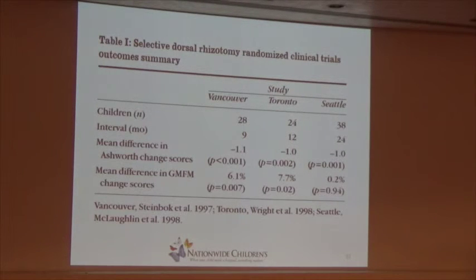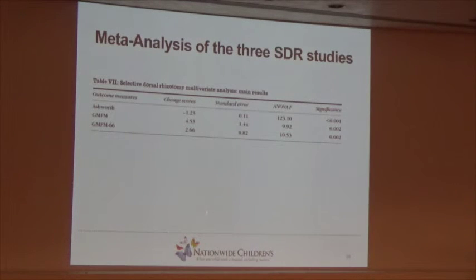These are children from Vancouver, Toronto, and Seattle, and as you can see, these studies were done a while ago in the late 1990s. And what it showed is these are the children that were done within each of these various centers. And what it showed very clearly is that selective dorsal rhizotomy does reduce your spasticity, and does improve all of your gross motor function scores in each of these various studies.